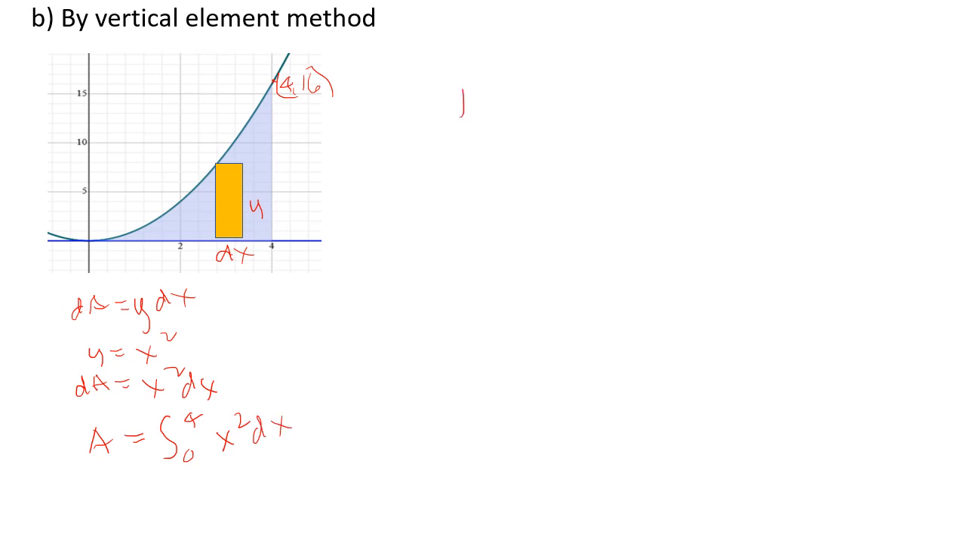Or simply, A equals x cubed over 3, limit from 0 to 4, or equals 4 cubed over 3 minus 0 cubed over 3, equivalent to 64 all over 3.